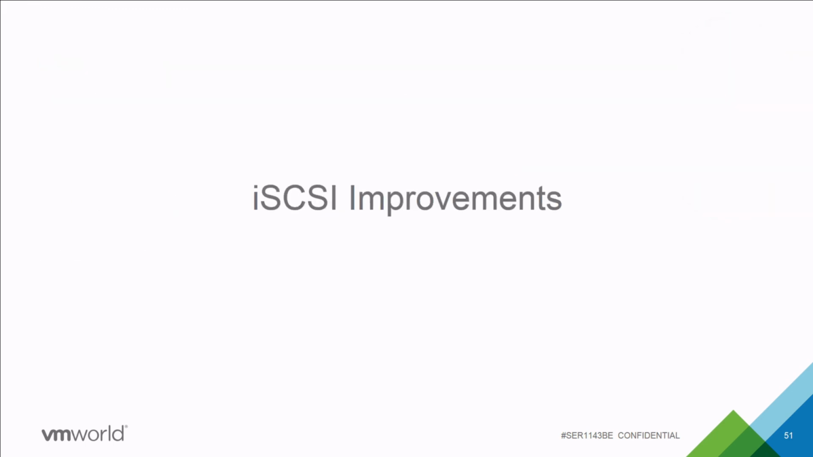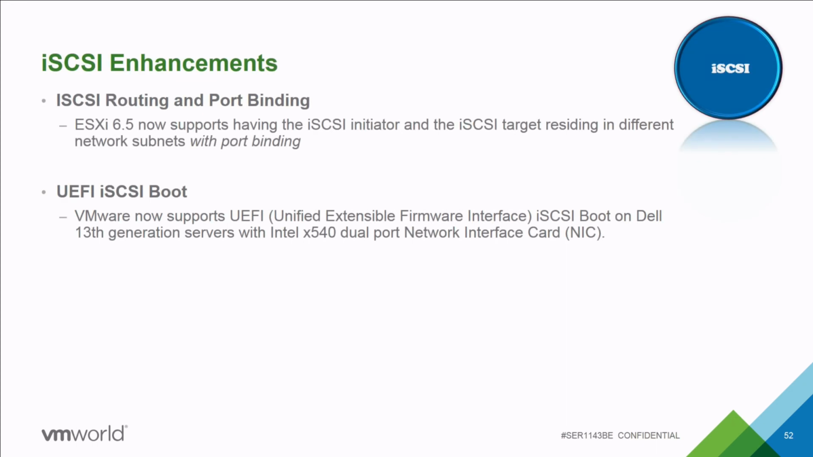iSCSI improvements then, what do we do? Well, primarily it was all about port binding. Port binding is a way that we can do multipathing with the software iSCSI initiator, so we can associate the initiator with certain VM kernel uplinks. The problem with this is that as soon as you did that, you lost the ability to route the traffic.